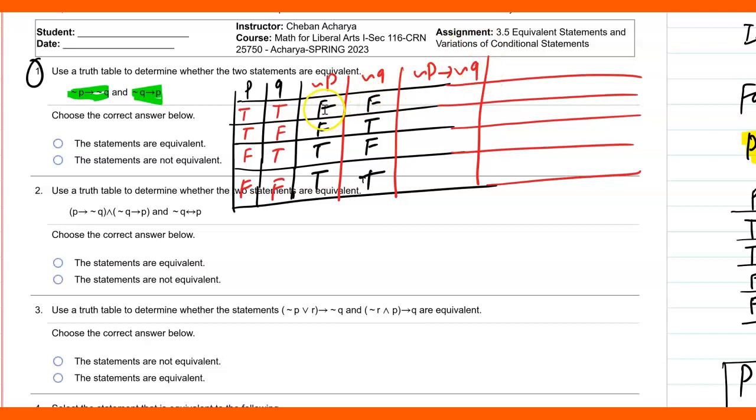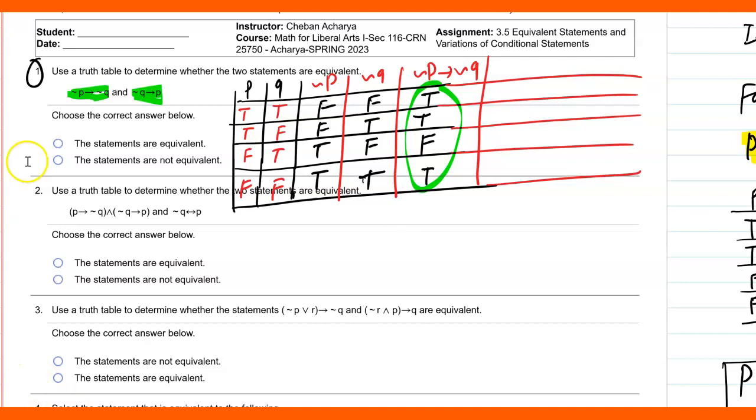That means false right arrow false is going to be true. False right arrow true is going to be true. True right arrow false is going to be false. True right arrow true is going to be true. Okay, this is the truth value for this first statement, correct?